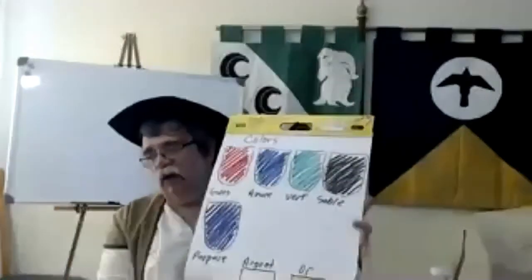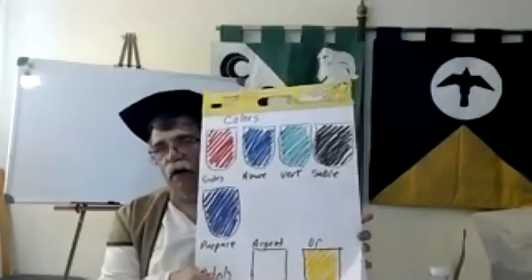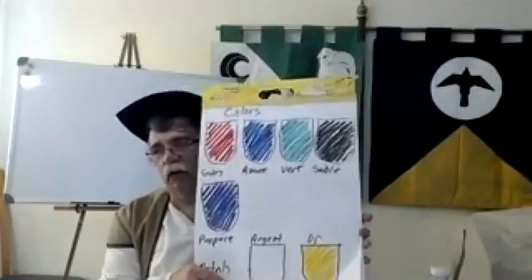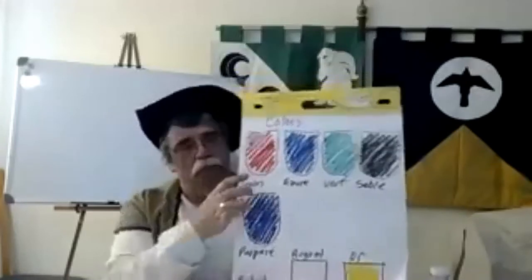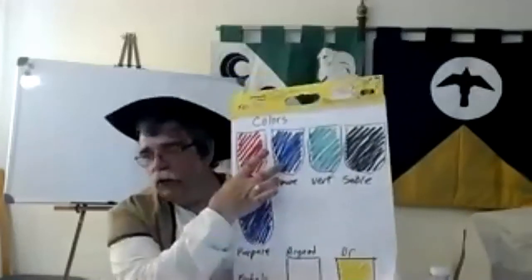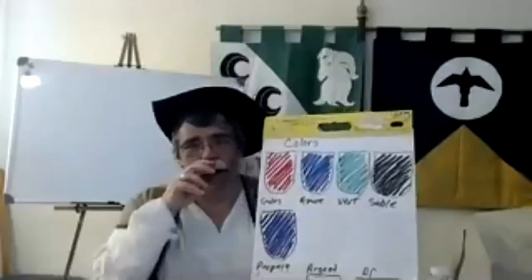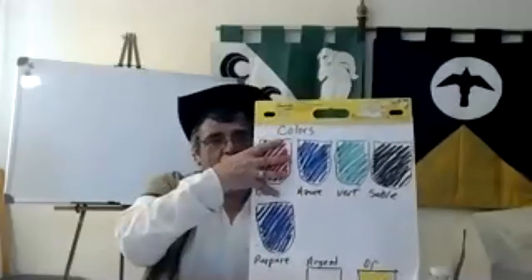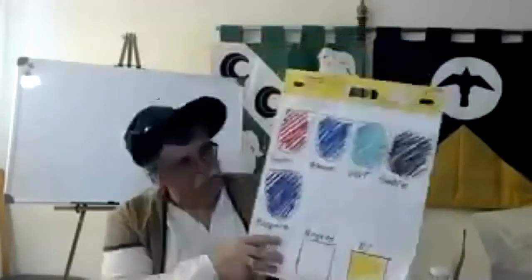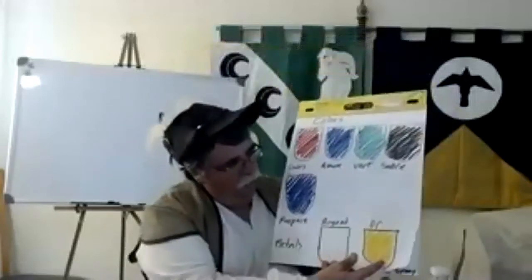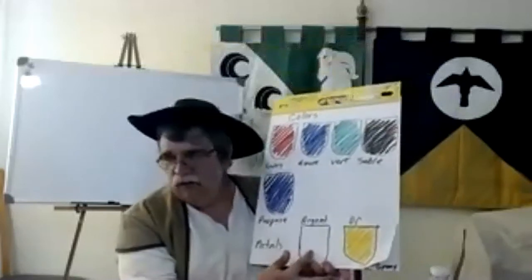When you're putting your colors together, don't think terribly fancy. You want to think about your Crayola crayon type of color. So if you want red, make it red, not pink. If you want blue, make it blue, not navy blue, not sky blue. You want blue. So these are your colors. And then next to them, you have your metals. Metals are defined as yellow, which is defined as or, gold, and then white, which is defined as argent, or silver.